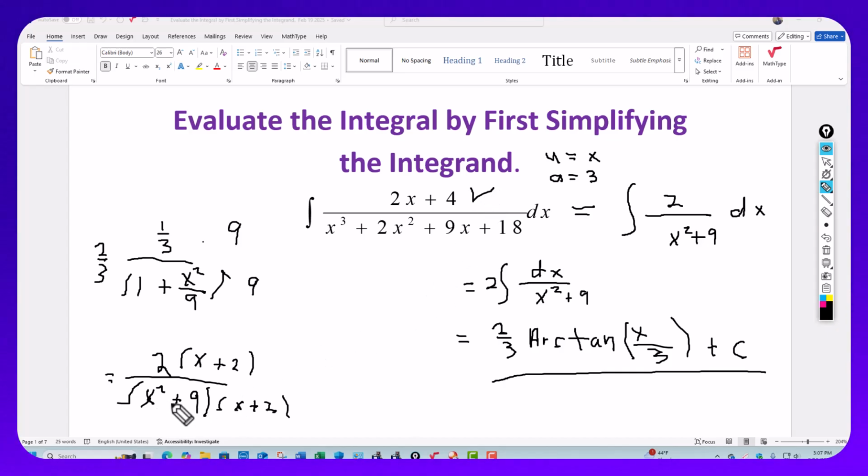And if I multiply this out, x squared plus 9 times x plus 2, you will get, simplifying, the denominator.